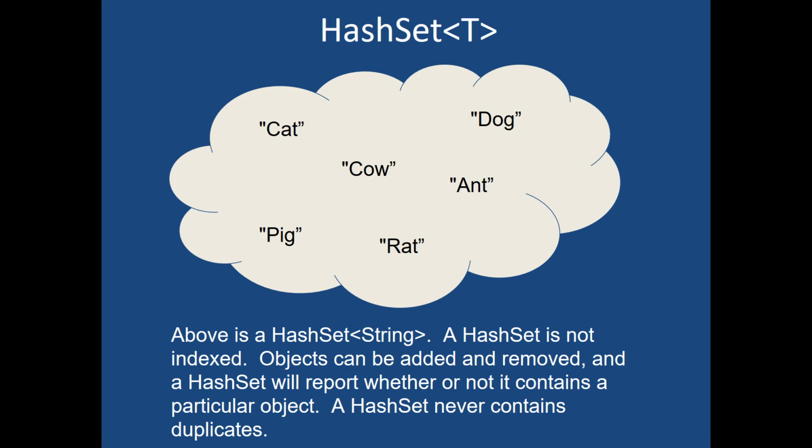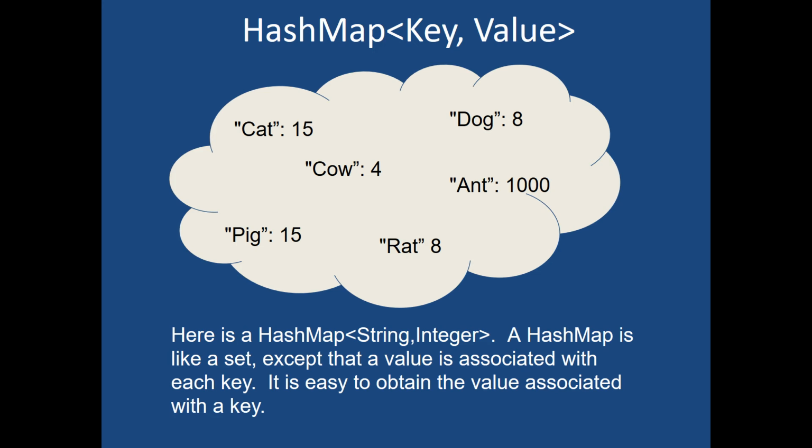So there's your picture. Think of it as just a collection of things in no particular order. And you can put things in, take things out, and ask whether or not something is in the set. And then here's a map. A map, notice that when you create it, you've got to give a key value pair. So what I've illustrated here is a hash map where the keys are strings and the values are integers.